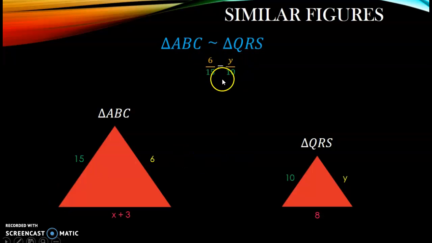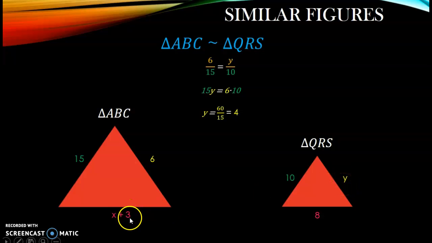So after you get it set up, we can cross multiply and divide, right? So cross multiply, 6 times 10, write it out. Cross multiply, 15 times y, write it out. And the next step, we divide to isolate that y. Divide both sides by 15. We get 60 divided by 15, which equals 4. So this side right here, y equals 4.